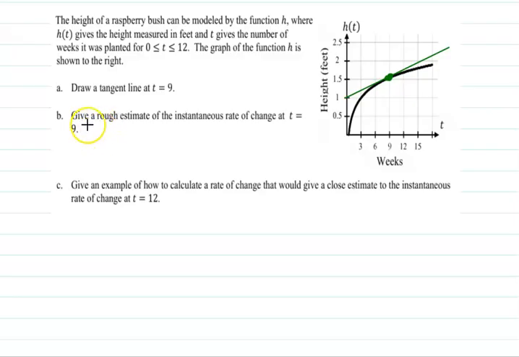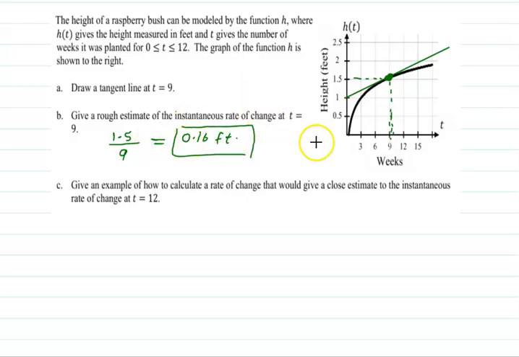And for the next part, it says give a rough estimate of the instant rate of change at 9. To get the rough estimate of the instant rate at 9, we just divide the y value by the x value. The y value is 1.5 and the x value is 9. So we just divide them. 1.5 divided by 9 gives you approximately 0.16 feet. So this gives you the rough estimate of the instant change.